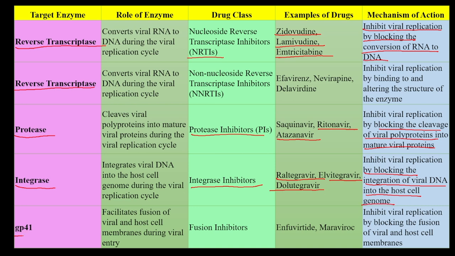Then you also have gp41. For gp41 you can use the fusion inhibitors, and these are the two drugs you can use. They inhibit viral replication by blocking the fusion of the viral and the host cell membranes.